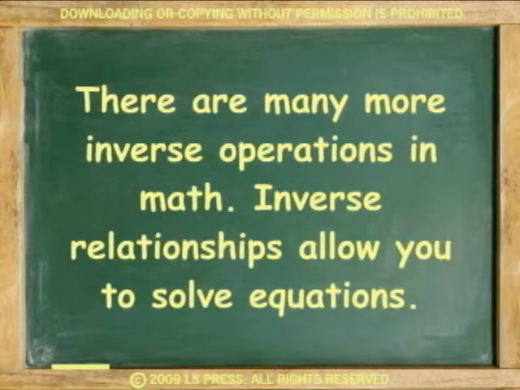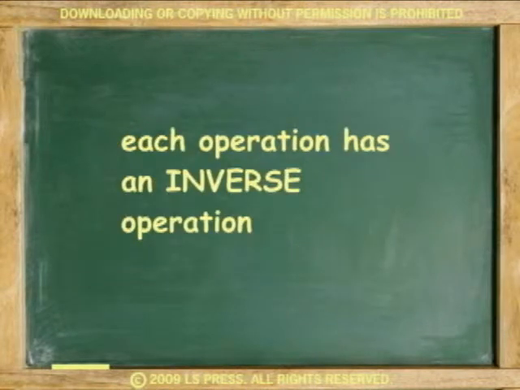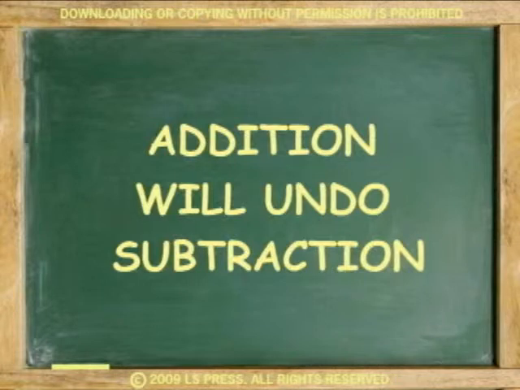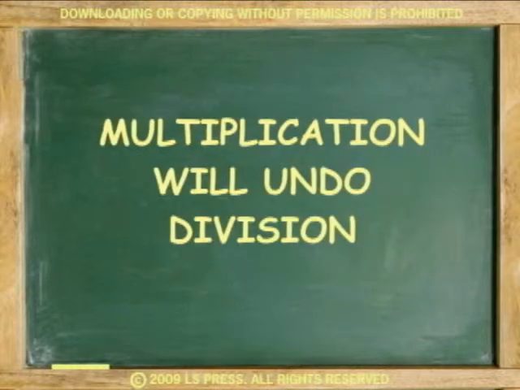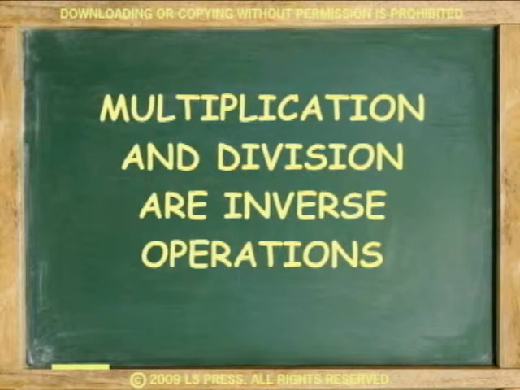The important thing about operations is that each one of them has an inverse. In other words, each operation has an operation that will undo it or break it down. For example, addition will undo subtraction. Therefore, addition and subtraction are inverse operations. Also, multiplication will undo division. So, multiplication and division are inverse operations.